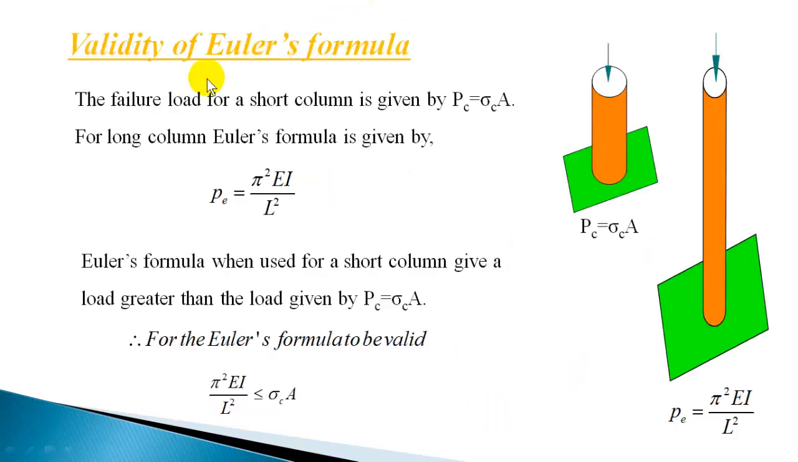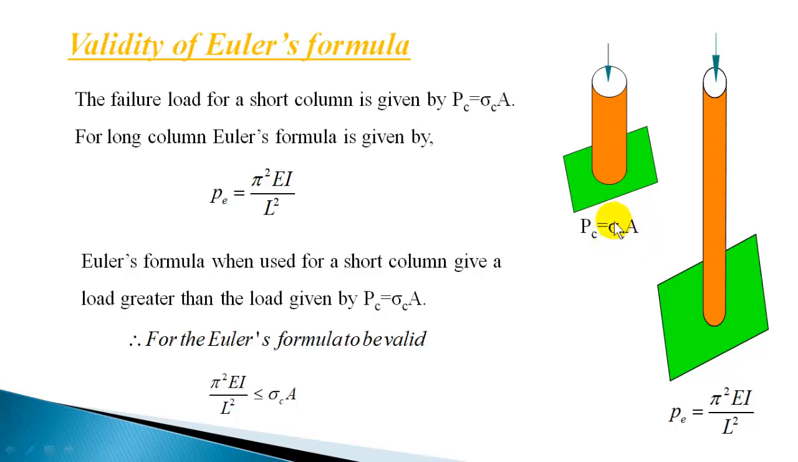Now, to check the validity of Euler's formula, whether the given column is a short column or long column, or whether the Euler's formula is applicable for a given column, how to check that? Now we know that for a short column, the failure load is Pc equal to sigma c into A. So the crushing load or the failure load is sigma c into A. So sigma c is either yield stress or failure stress of the material. So for a short column, the failure load is sigma c into A.